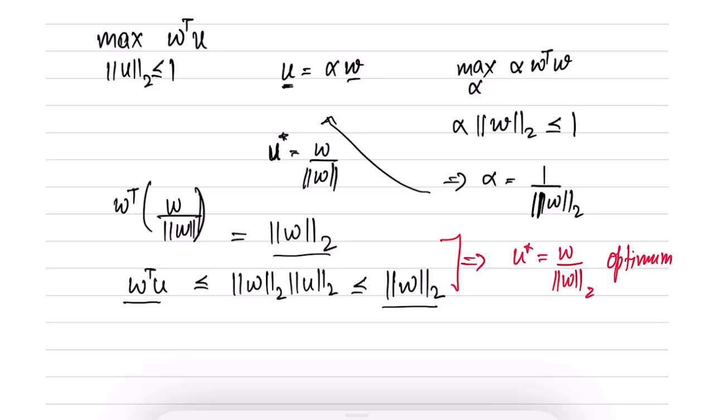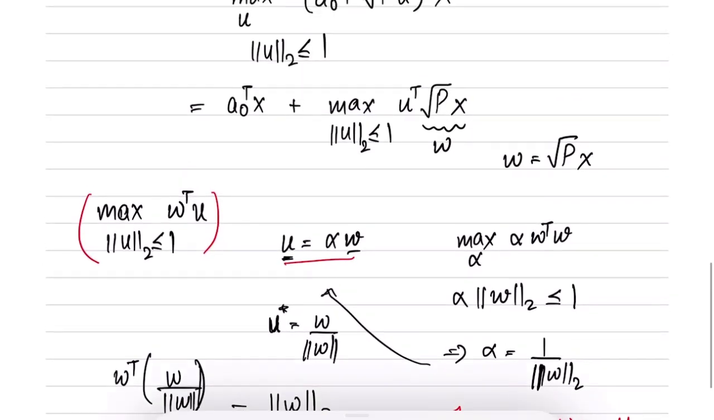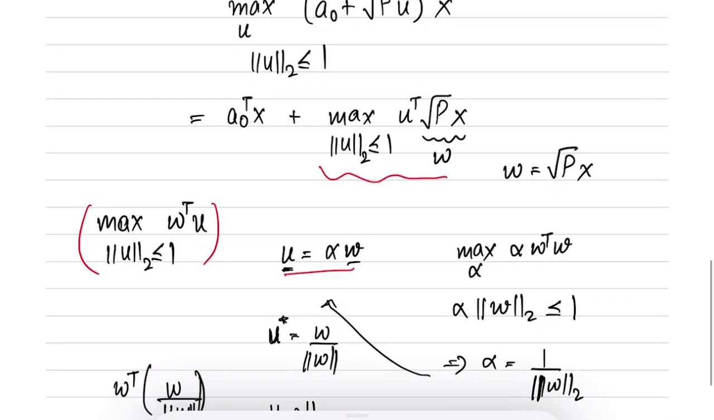In this kind of proof, there are two steps you can observe. In the first step, we assumed some form. We found the maximum if that form was true. And then we showed that the maximum that we have found is anyway the upper bound on the objective function. So coming back to our original problem, we have now found that the maximum value of this is the norm of w.